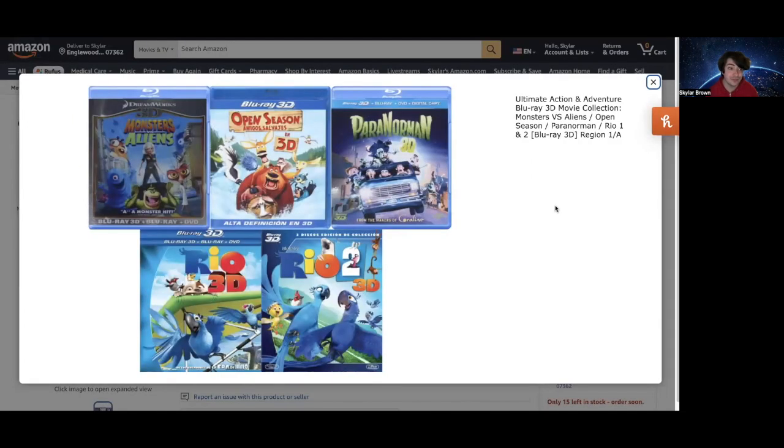Let's talk about 3D Blu-rays. What's interesting about 3D Blu-rays is this was the start of affordable consumer 3D. If you remember back around 2010, this was really popular.